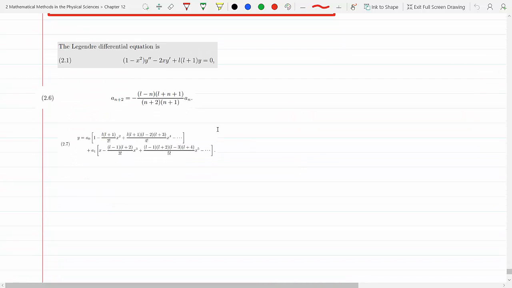So this here is a differential equation, okay? And it's called a Legendre differential equation for the reason I'll show you in a second.